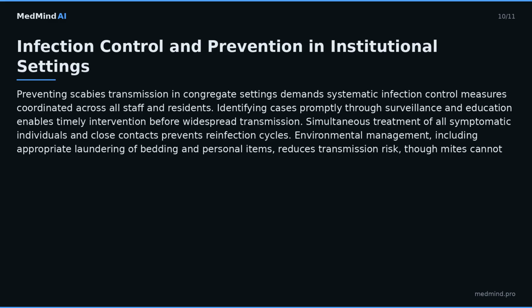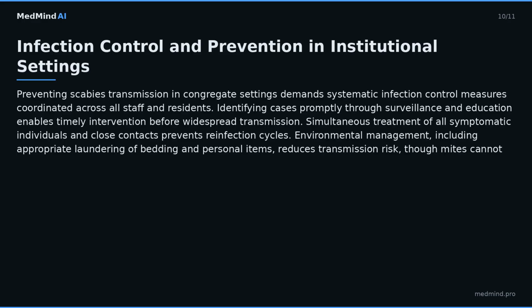Infection control and prevention in institutional settings. Preventing scabies transmission in congregate settings demands systematic infection control measures coordinated across all staff and residents. Identifying cases promptly through surveillance and education enables timely intervention before widespread transmission. Simultaneous treatment of all symptomatic individuals and close contacts prevents reinfection cycles.